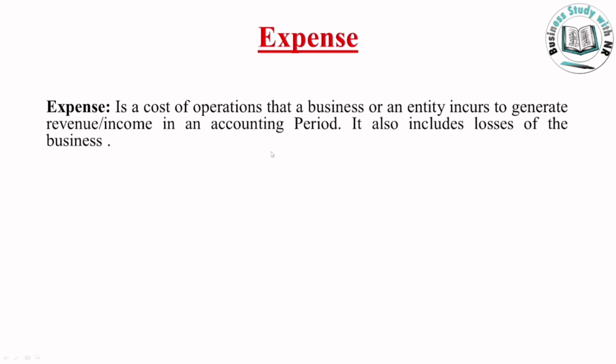The next definition is expense. Expense is a cost of operation that a business or an entity incurs to generate revenue or income. These are the day-to-day expenses in accounting period. Normally we divide a business into different accounting periods, normally a period of 1 year, to clearly understand the things. It also includes losses of the business. Losses are also expenses of the business.